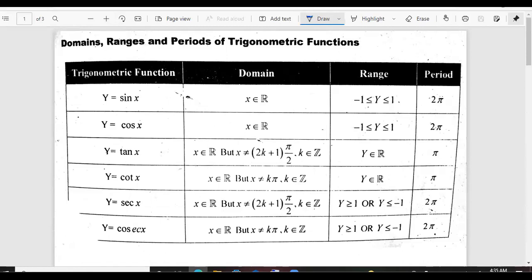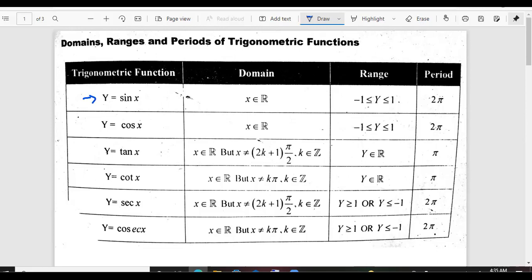Okay, so basically we have different trigonometric functions, right? We have sine, cos, tan, cot, secant, and cosecant. Are you familiar with these trigonometric functions? Yes, ma'am. Okay, perfect. So let's start the discussion with sine of x. This is the first thing which we need to talk about.